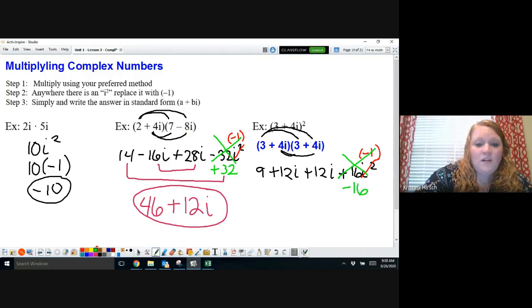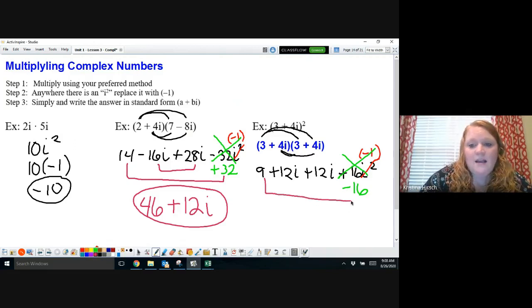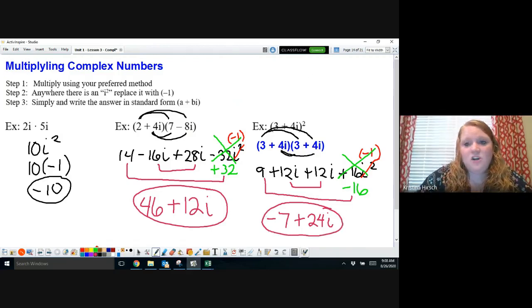So now I'm going to combine my like terms. So 9 and negative 16 gives me a negative 7, and then 12i and 12i gives me 24i. All right. So make sure, again, it's in standard form. All right, so those are some examples of just multiplication.